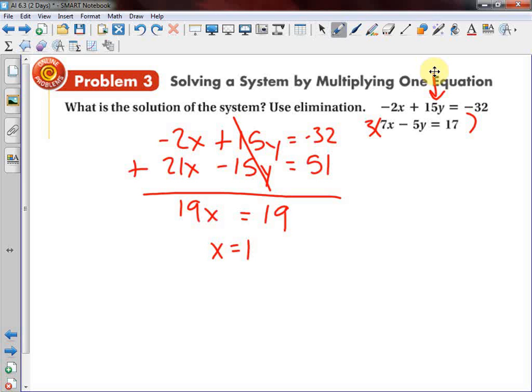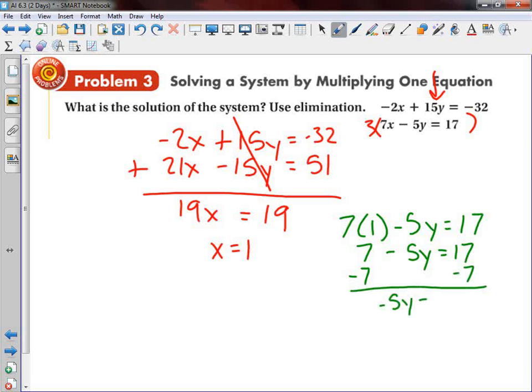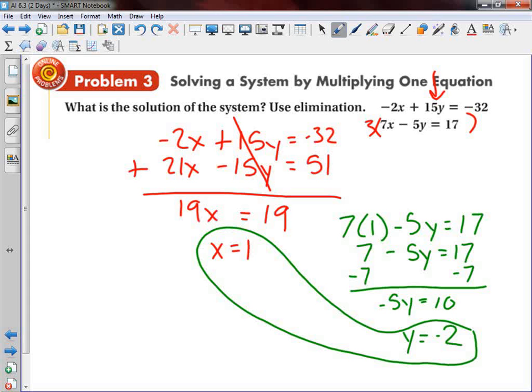Let's take that and plug it into the bottom equation. All right, so we get 7 times 1 minus 5y is equal to 17. 7 times 1 is 7. Minus 7 from each side. -5y equals 10. Divide by -5, divide by -5, I get y is -2. So those two things together is my solution. So that's multiplying one equation of a system.